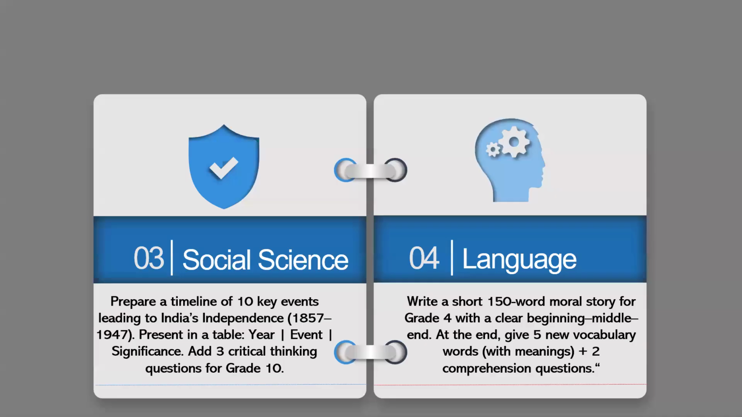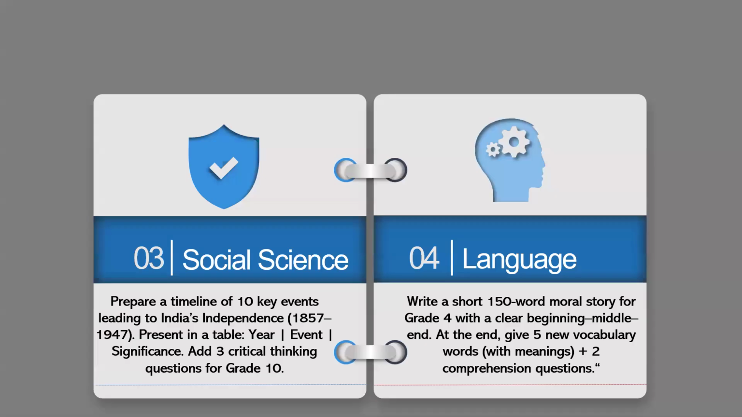So as far as the subject of social science is concerned, I have prepared a timeline of 10 key events leading to India's independence from 1857 to 1947. Presented in a table, year-wise, event-wise, and their significances. Add 3 critical thinking questions for grade 10. So this is how a prompt has been generated for social science.